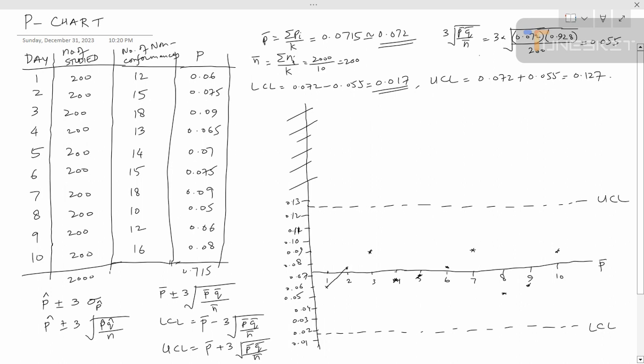So we can observe that on none of the days the control chart is crossing either the lower control limit or the upper control limit. Therefore, as far as special cause variation is concerned, the graph is not indicating any problem.